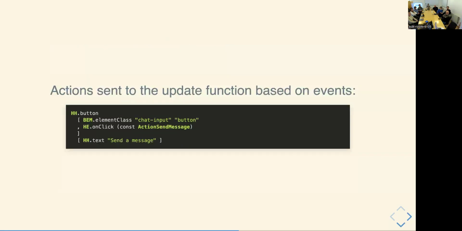And then actions are also defined within this structure. So in this case, I have a button, and on this onClick method, if the DOM perceives this click, then it will send this action, send message. And this is one of the things that is sent then to that big update function I was talking about. So the view is defined all in one place.